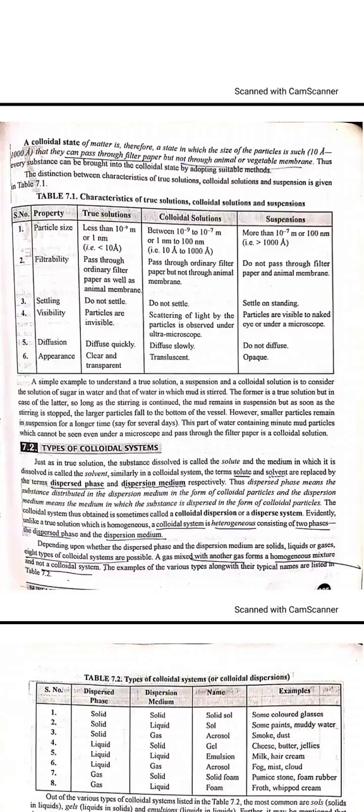In colloidal solutions, scattering of light by particles is observed under an ultramicroscope. Then in suspensions, particles are visible to the naked eye or under a microscope. On the basis of diffusion, true solutions diffuse quickly, colloidal solutions diffuse slowly, and suspensions do not diffuse. Now our last is on the basis of appearance. True solutions are clear and transparent, colloidal solutions translucent, and suspensions opaque.